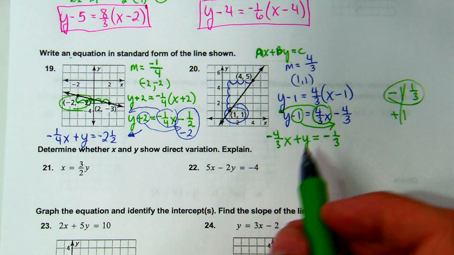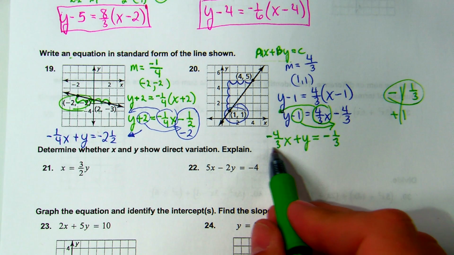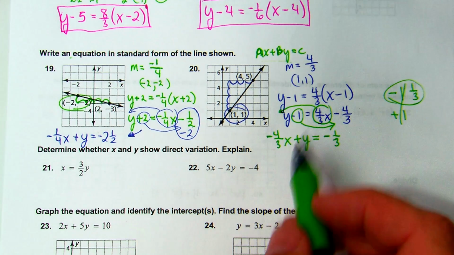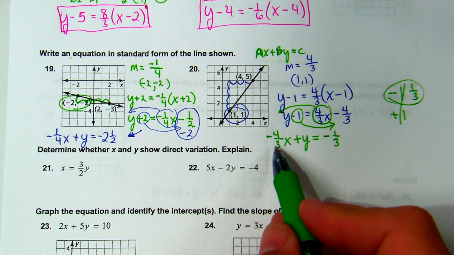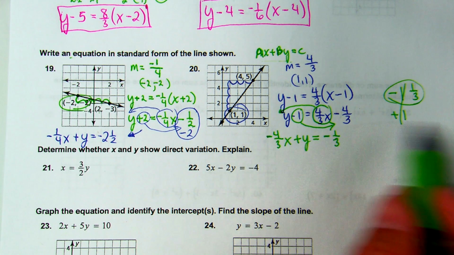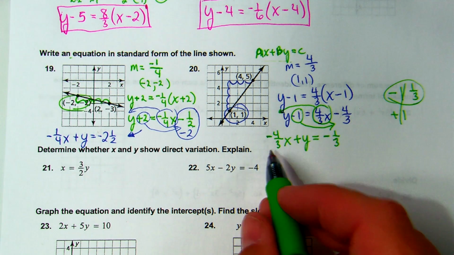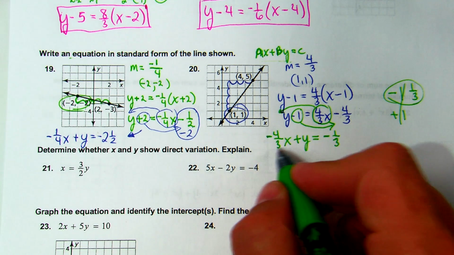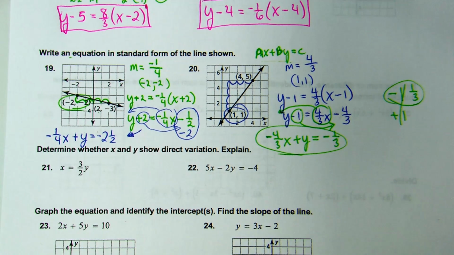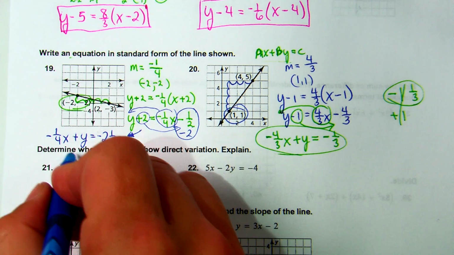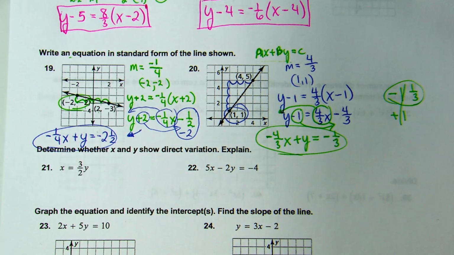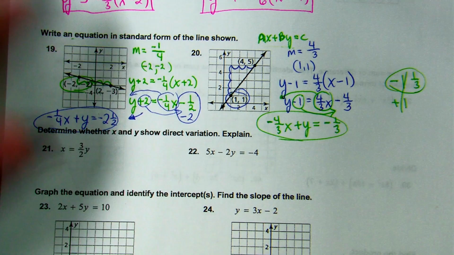All right, and then, as I said before, this has a fraction leading in the front. Standard form, we're in the right order. If I needed to change that, I just multiply everything by a 3, and that'll help get rid of that fraction in the front. But for now, we'll take that right there as standard form. Okay, so that's 19 and 20. Let's look at number 21 and 22.